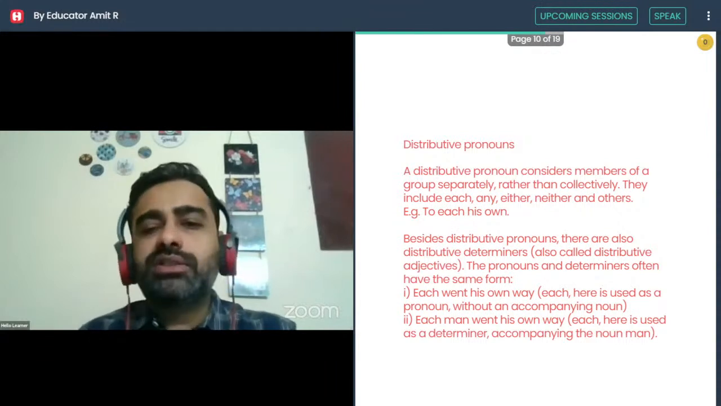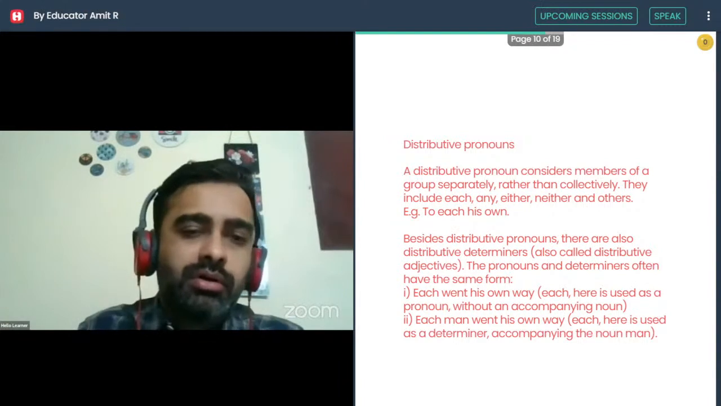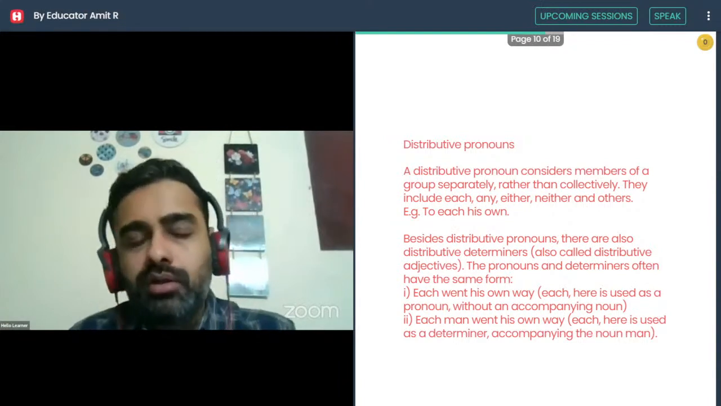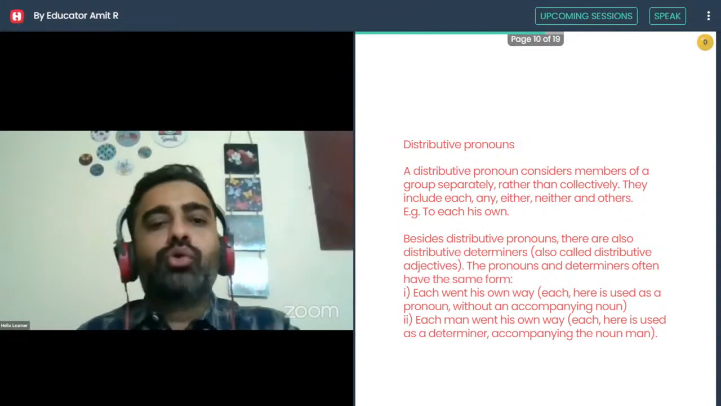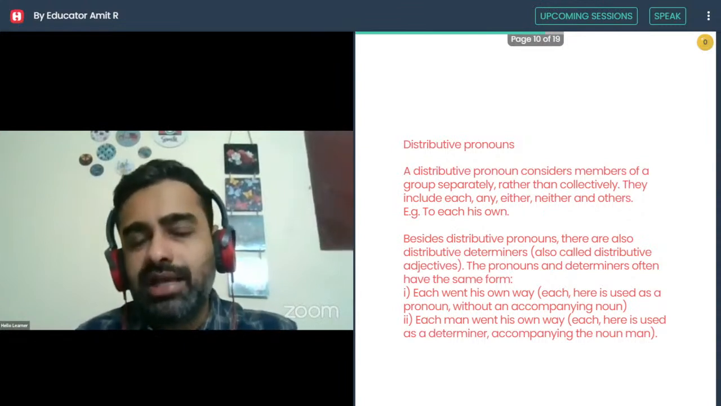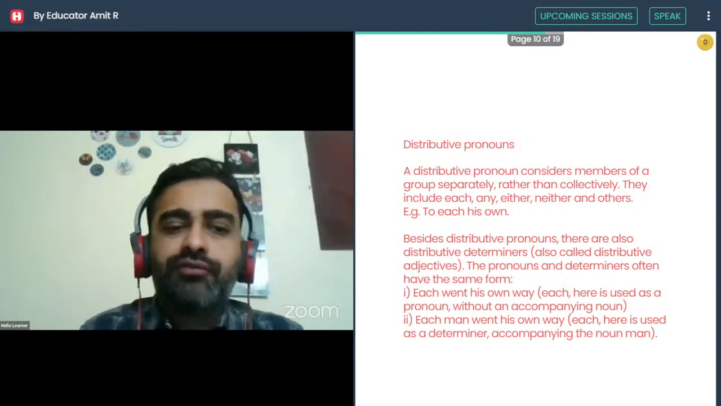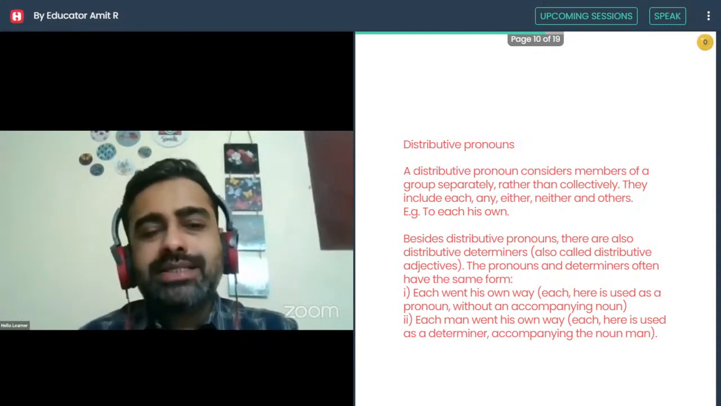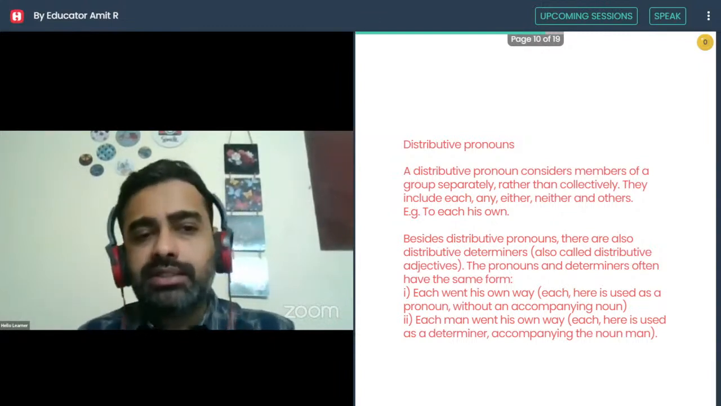So this kind of works like the articles when you're talking about a person, or like indefinite articles, which also come up when you use words as determiners. So here that's the basic difference given. In the first one, there's no accompanying noun. In the second one, there is a noun. That's why you use each as a determiner. Simple. That's the explanation here.